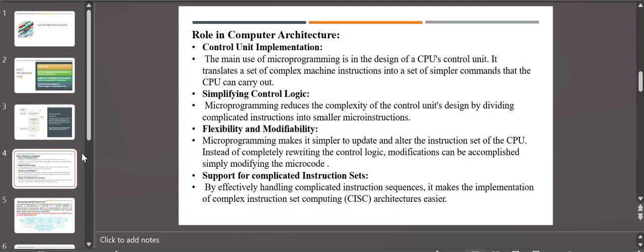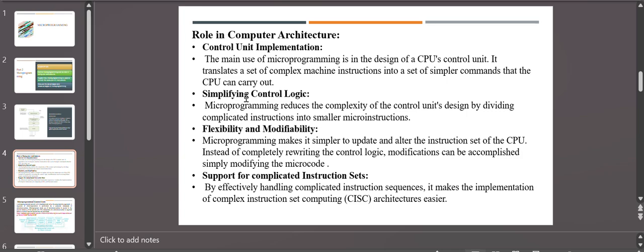And here are the roles in computer architecture. First, control unit implementation. The main use of microprogramming is in the design of the CPU control unit. It translates a set of complex machine instructions into a set of simple commands that the CPU can carry out. Next is simplifying control logic. Microprogramming reduces the complexity of control unit design by dividing complicated instructions into smaller microinstructions.